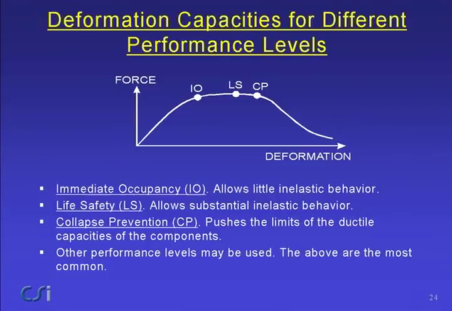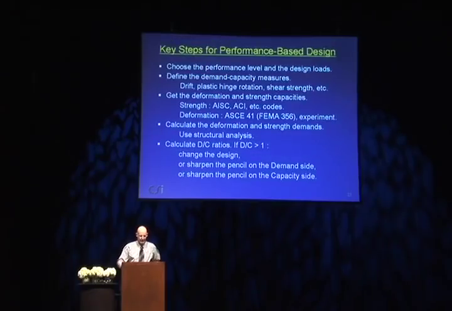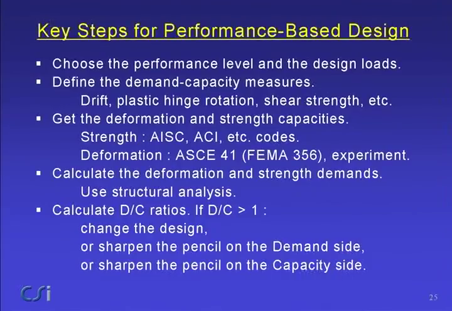The deformation capacities for these different levels are illustrated here. Immediate occupancy generally means little or no inelastic behavior. Life safety allows substantial inelastic behavior. Collapse prevention pushes the limits of the ductile capacity of the structure. Key steps: choose the performance level and the corresponding design loads. Define the demand capacity measures or the engineering performance measures.